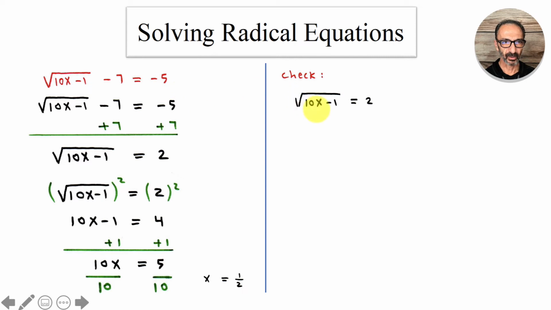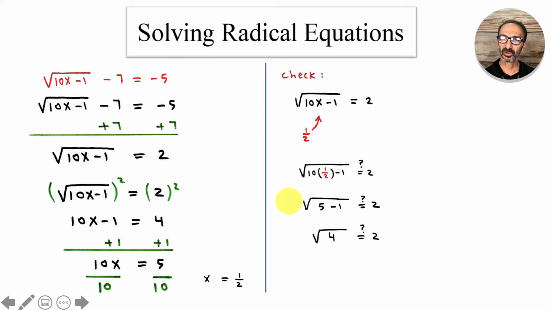We're going to take the original equation, or actually I could take this one right there instead, and plug in half. This is the same as this. I did not square it yet, so we could use this instead. Half inside, 10 times half will give me 5. 5 minus 1 will give me 4. Square root of 4 is 2. Yes, so we're good.